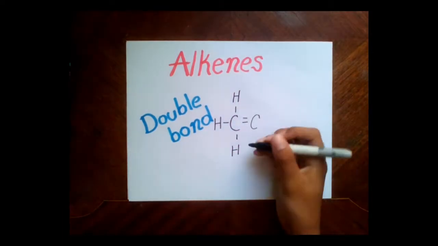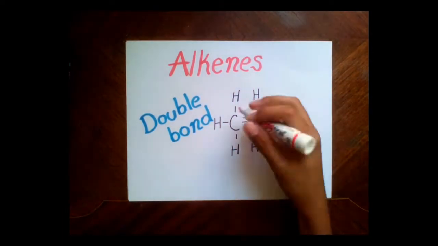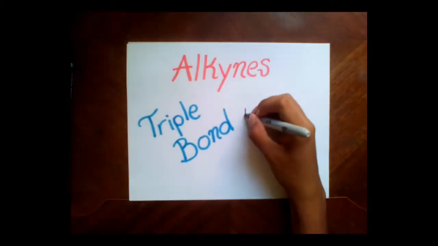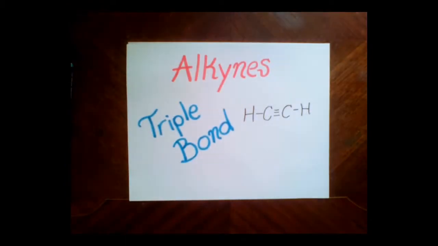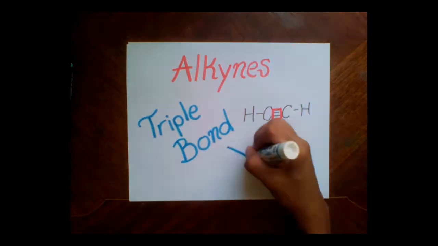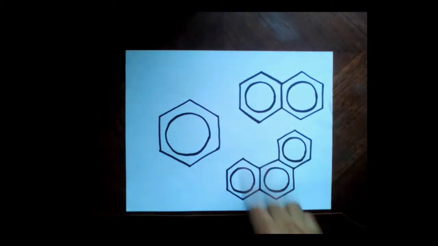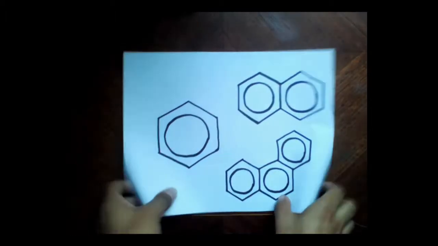Hydrocarbons that have a double bond between 2 carbon atoms are called alkenes. These are more reactive than alkanes. Hydrocarbons that have a triple bond between 2 carbon atoms are called alkynes. These are the most reactive. Aromatic hydrocarbons are those which contain 1 or more benzene rings. The name of the class comes from the fact that many of them have strong, pungent aromas.